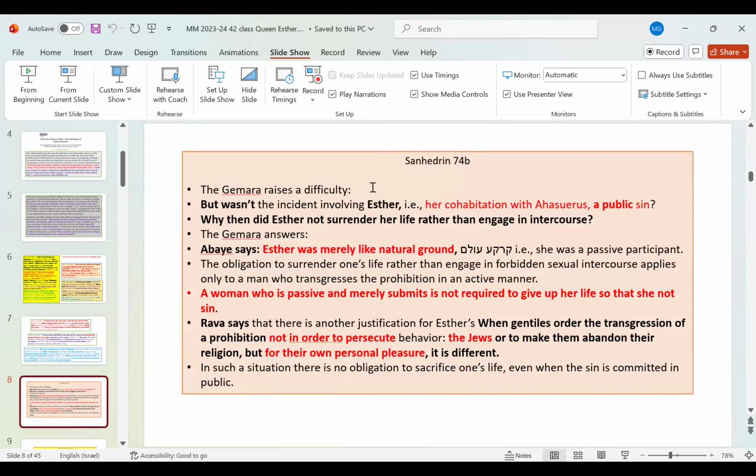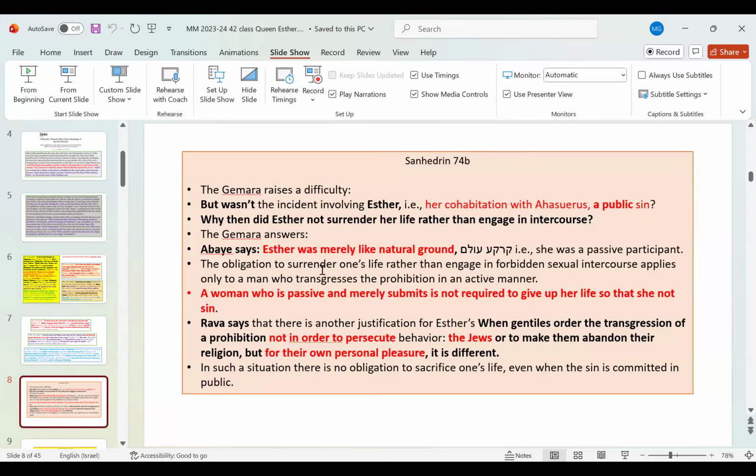So now in the Sanhedrin, you have a really interesting question. Wasn't the incident involving Esther, her cohabitation with Esther, a public sin? Why then did she not surrender her life rather than engage in intercourse? The Gemara answers: Esther was merely like natural grounds, karka olam. She was a passive participant.